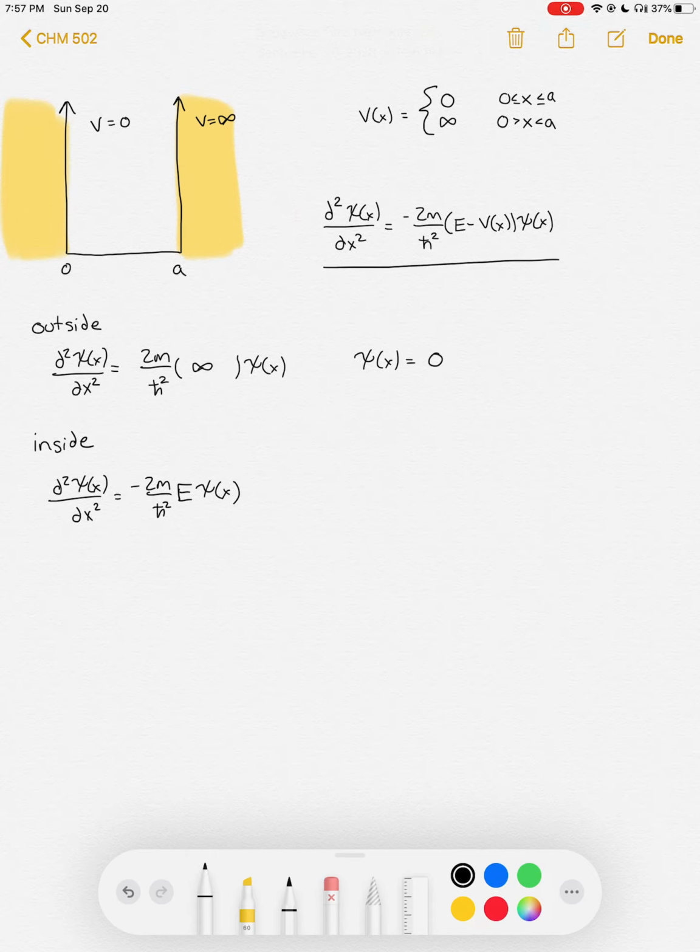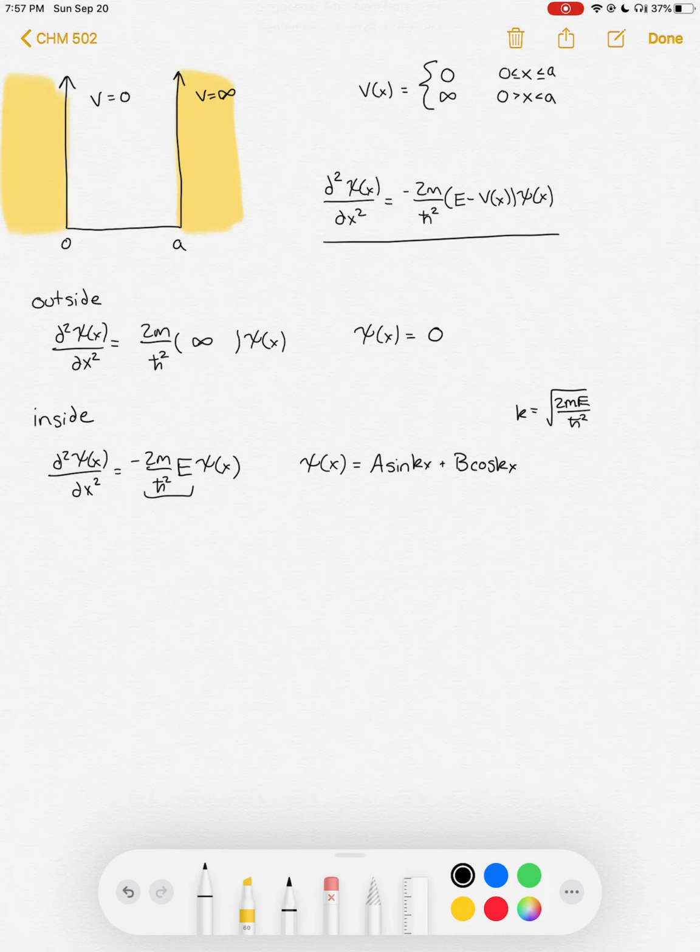There are two kinds of functions that fit this. One would be e to the ix, but that's not the most useful form for this. The more useful form is a sum of sine and cosine terms. So our wave function here is going to be equal to a sine kx plus b cosine kx, where k is the square root of 2mE over h bar squared. I just gave you the solution, so we can verify that this actually is a solution to our problem.